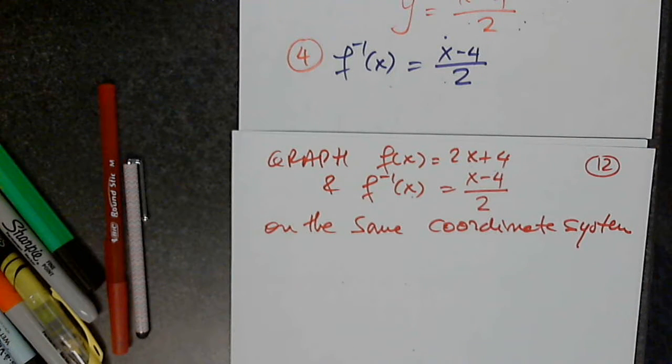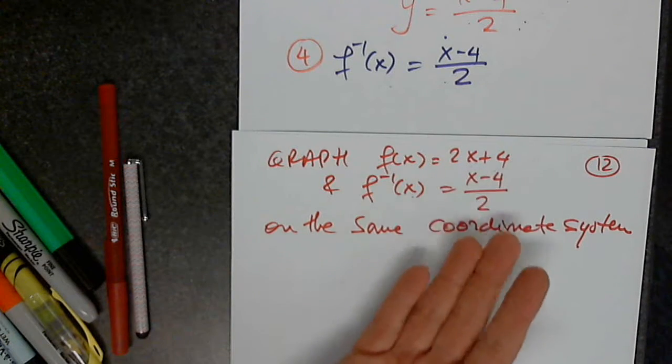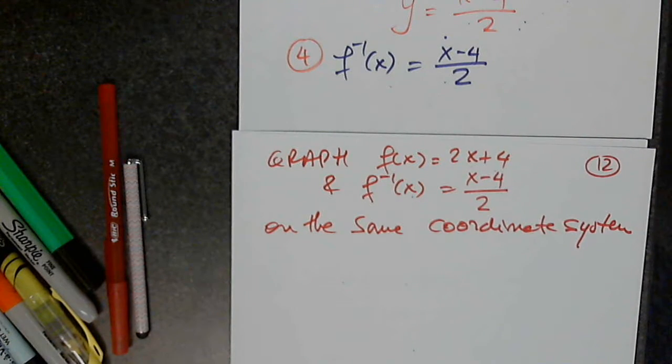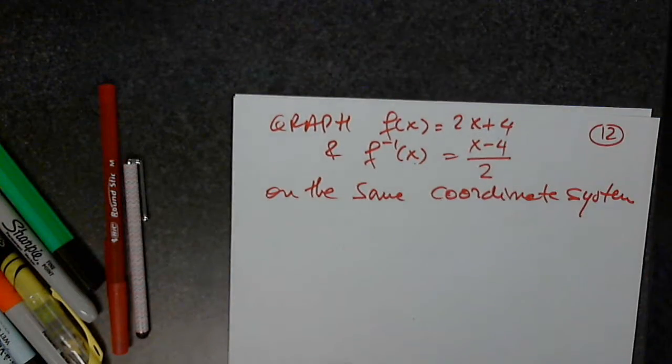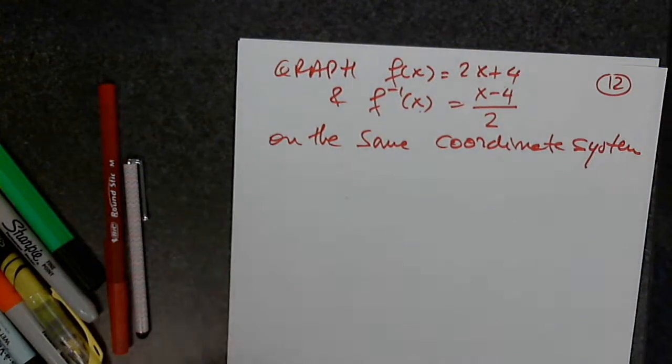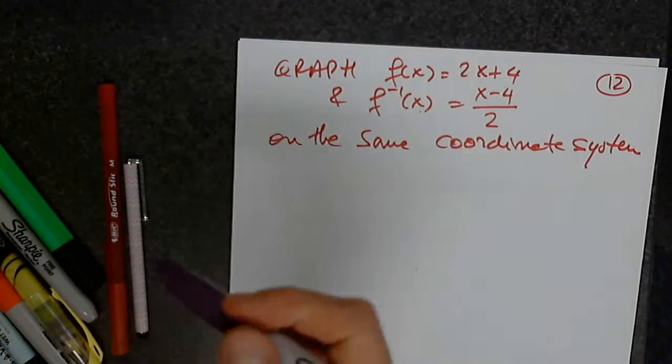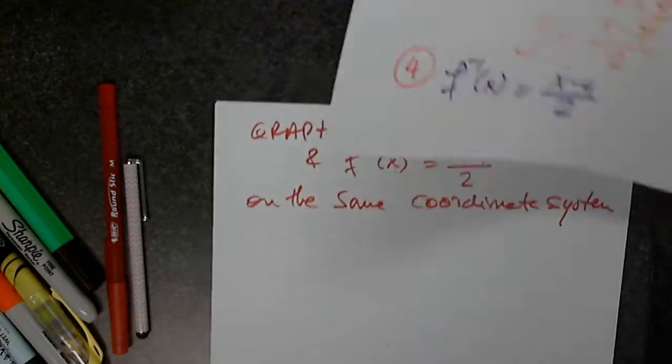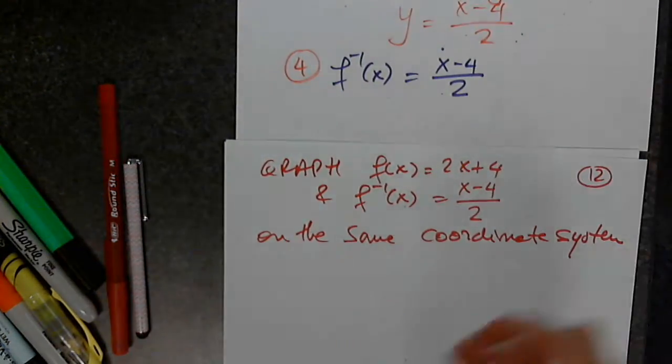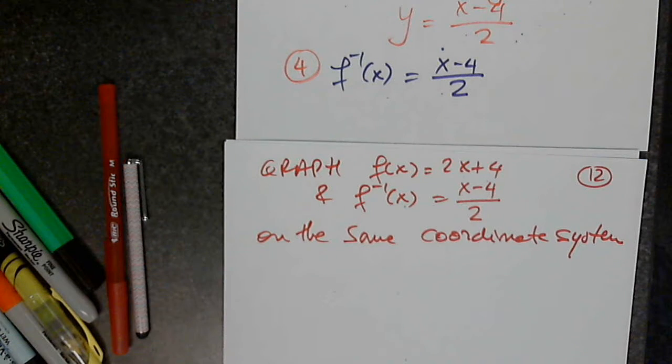Absolutely not. They must be different functions. First of all, this one is 2x plus 4, and this one is x minus 4 over 2. They are totally different functions. But something very interesting happens there. That's why I want to graph them right now on the same Cartesian system or coordinate system. Okay. Question. Yes. This is just a guess, but since it's an inverse, wouldn't that make them just perpendicular lines?